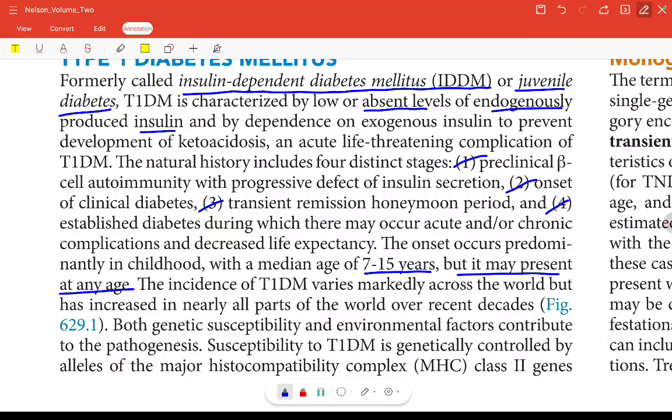The incidence of type 1 DM varies markedly across the world but has increased in nearly all parts of the world over recent decades. Both genetic susceptibility and environmental factors contribute to the pathogenesis. Susceptibility to type 1 diabetes mellitus is genetically controlled by alleles of major histocompatibility complex class 2 genes. Susceptibility, how susceptible a person is to getting type 1 DM, is controlled by what?